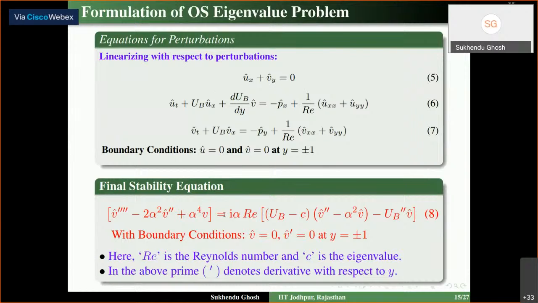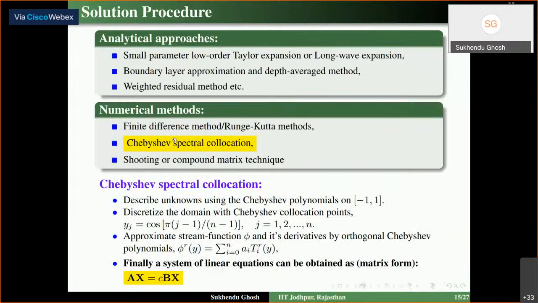Analytically it is not possible because this is a very complex equation. So we are trying the help of a numerical method, called the Chebyshev spectral collocation method. With this method we can discretize the equation, and once you discretize, you know from numerical analysis that if you discretize a domain, and if you are interested in solving a differential equation, then you can end up with a system of equations.